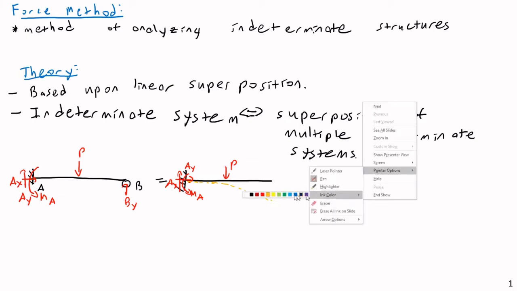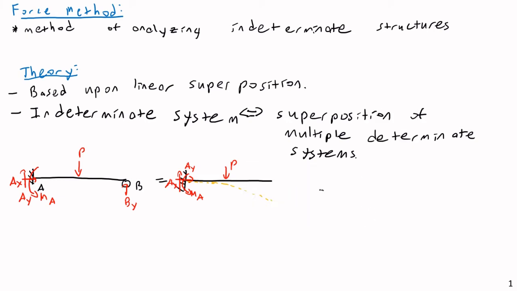However, what happens if I were to apply, let's say, By? Ignore the reaction here. Ignore the fact that this is a support. What happens if I just had a cantilevered beam without load P on it, but just load By?